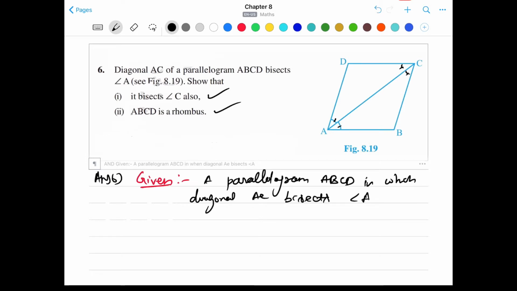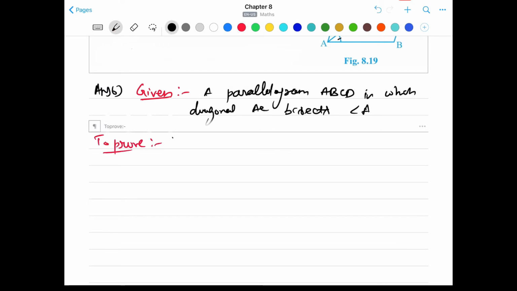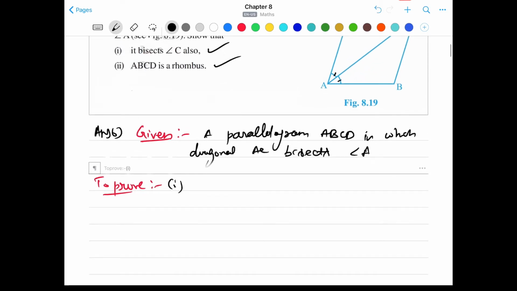What we have to prove here is, we have to prove two things here. First one is that AC also bisects angle C, and second, that ABCD is a rhombus. Okay, so we have to prove two things here. So let's start its proof of part 1.